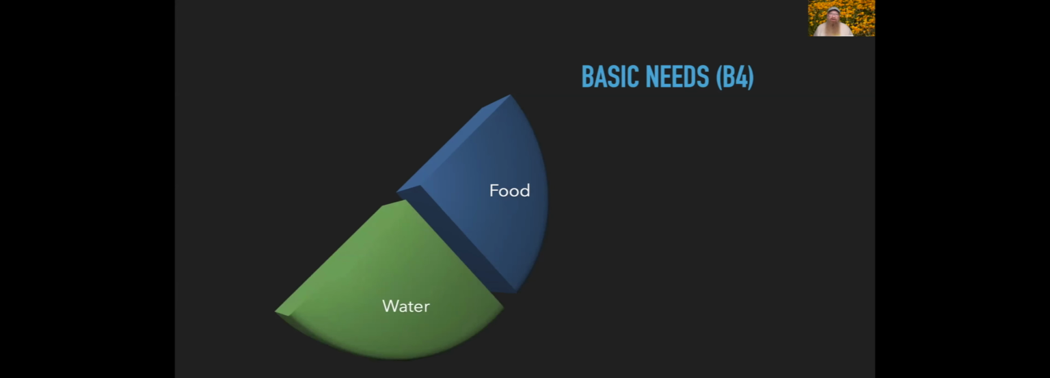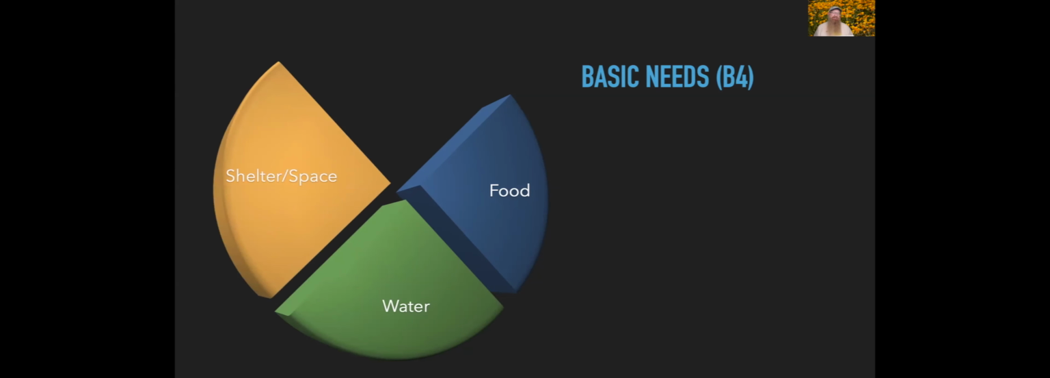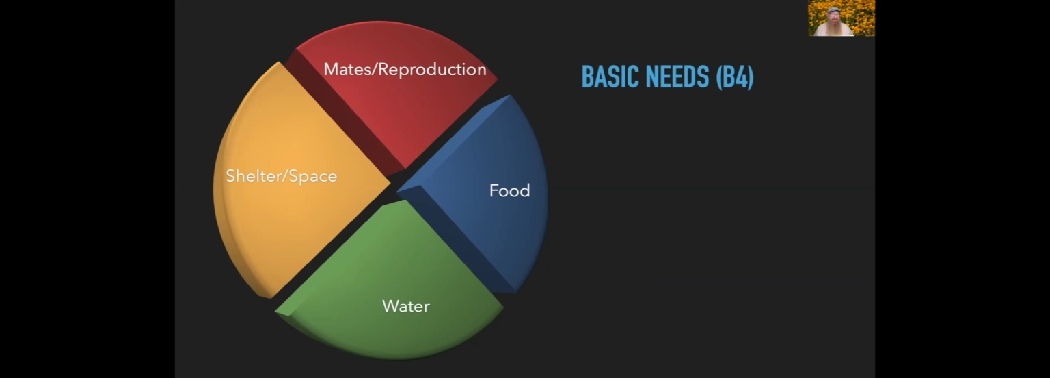If you meet something's basic needs, the B4, then it might come to your yard. So if you provide food for these beautiful insects, if you provide water, if you provide shelter and space, those are the three things that every species, every individual needs. And then mates for reproduction, that's a species need, not every individual needs to reproduce. But if these things are met, then you'll have these pollinators coming to your yard. You can take care of food, water, and shelter. They'll take care of the rest once the other individuals arrive.